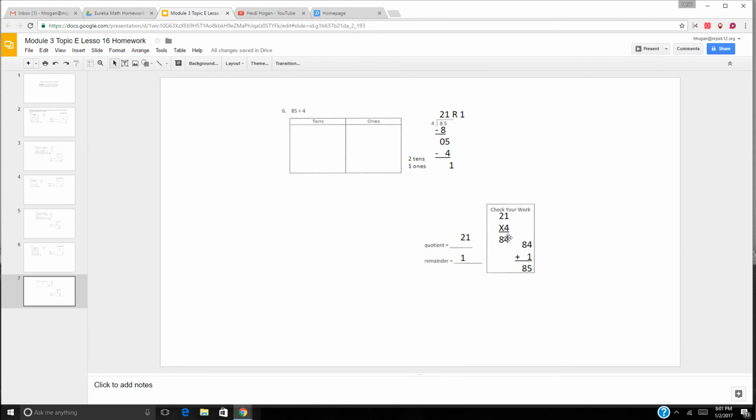We check our work. 21 times 4 is 84. And if we add our remainder, 84 plus 1 is 85.